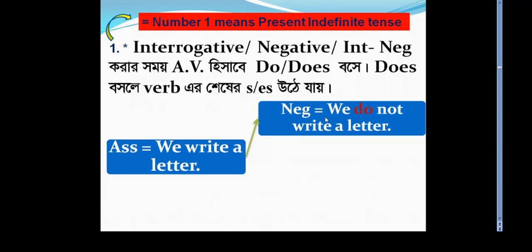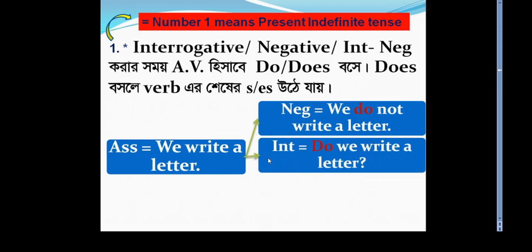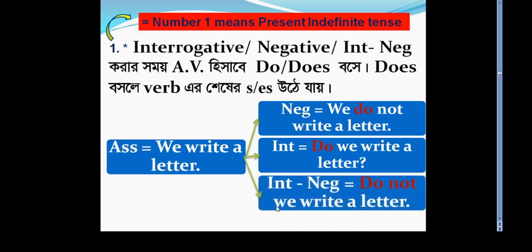Though here is no auxiliary verb, we lend do auxiliary verb and we set up do auxiliary verb. We use do as auxiliary verb and also added not to make negative. And secondly, to make interrogative, we use similarly do auxiliary verb. Student, follow the third step. For interrogative negative, we use don't. So, if we see assertive sentence and there, if we find the verb which is without s or es, we use do.